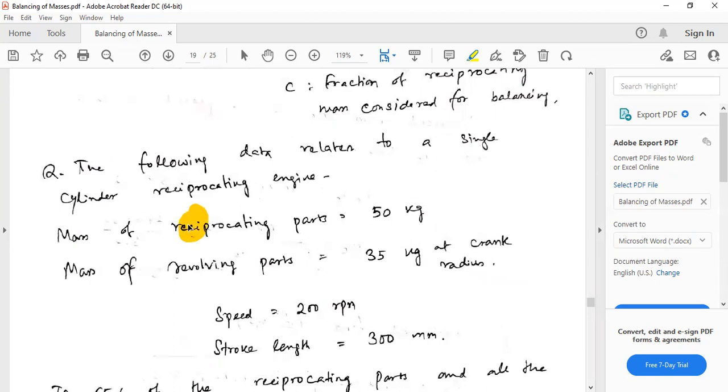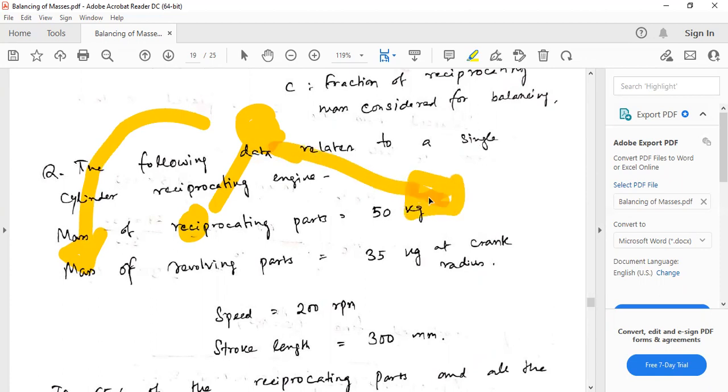So this is the crank pin. This is the mass here, of the entire revolving part. We have quantified it at this point, and here we have this stroke, and this is the reciprocating mass. The entire reciprocating mass is 50 kg, given. The entire revolving mass is given as 35 kg, and the crank radius we can find out.